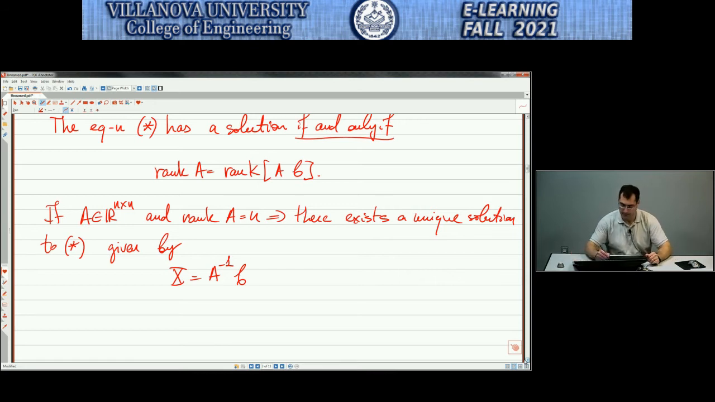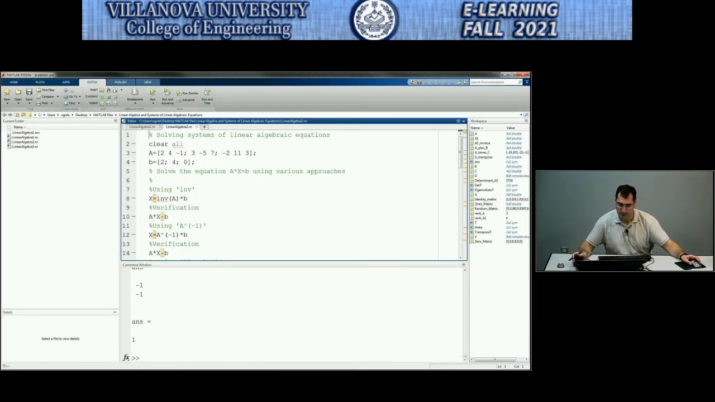Okay? Now, in case of a non-square matrix, if the number of equations is less than the number of unknowns, then MATLAB will solve this system symbolically. So let me show you how. Let me show you one by one. Okay. So solving systems of linear algebraic equations. Well, let's start with the square matrix.